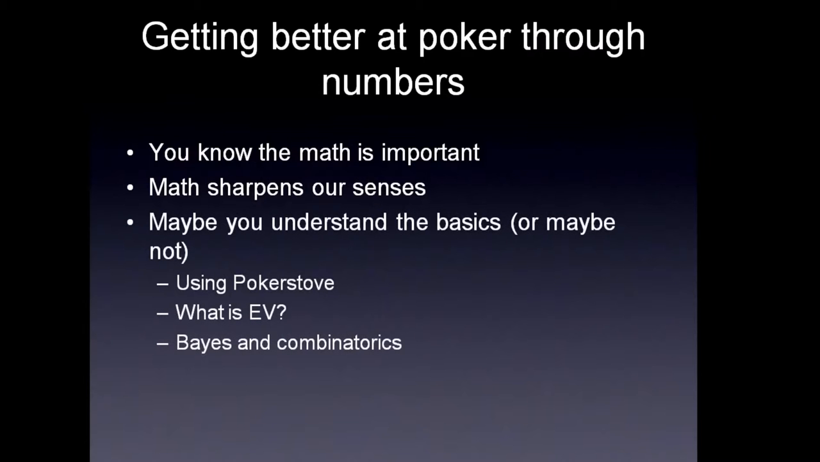As I said before, this series will be for those of you who understand the basics and for those of you who don't. By the basics, I basically mean using PokerStove or some other simulation program to test out ranges and equities. Understanding what expected value is, what plus EV really means, how to make an EV table, and then Bayes and combinatorics, and by that I mean essentially constructing a range based on combinations and weights and things like that. Whether you know these or not, I will go over them, and even if you do know them, hopefully you'll have a better understanding by the time we're through with this series.